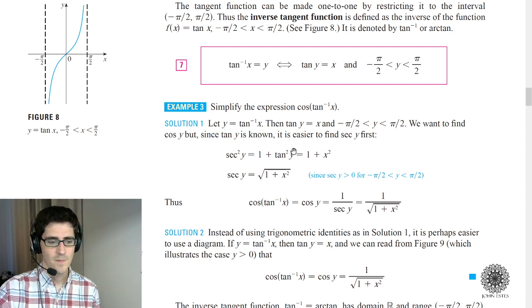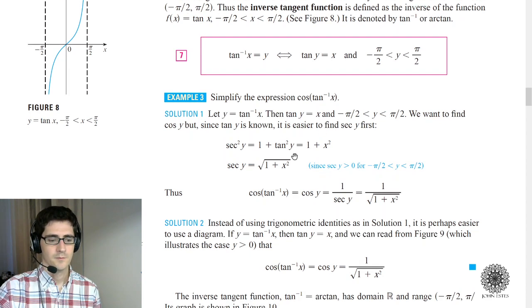So what I'm going to do, and I hope that makes sense what I'm saying. Look, if y is tan inverse x, remember tan inverse is an angle. So what am I trying to find? I'm trying to find cosine y. That's the goal. So how do we do that? Well, there's a couple ways. In the first way, we're going to use identities.